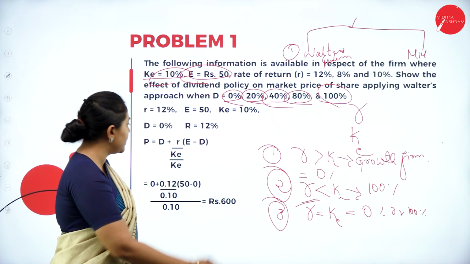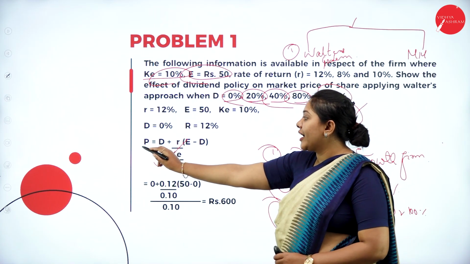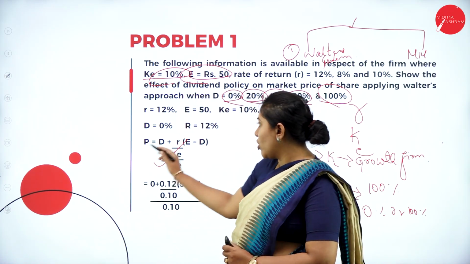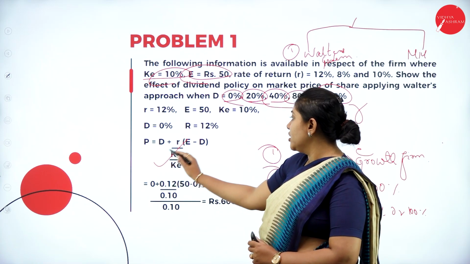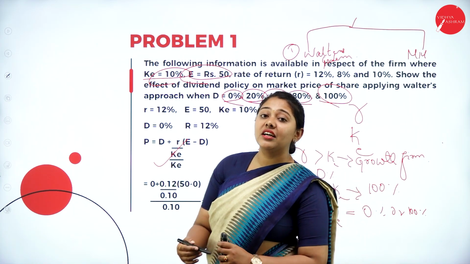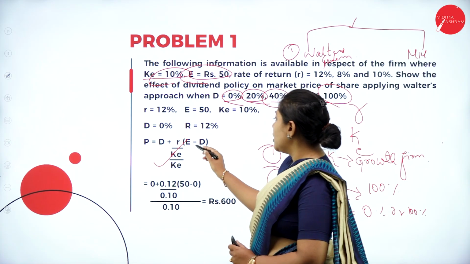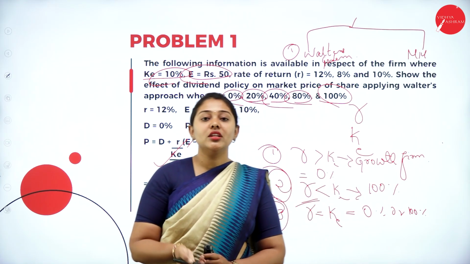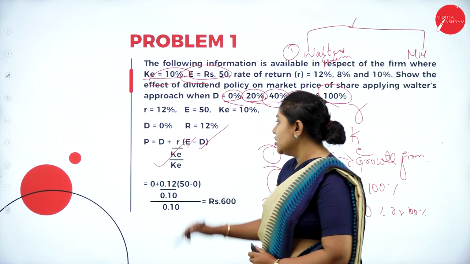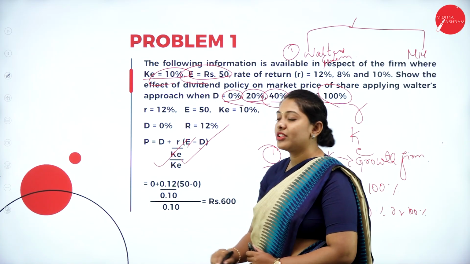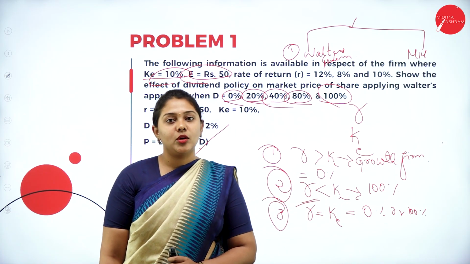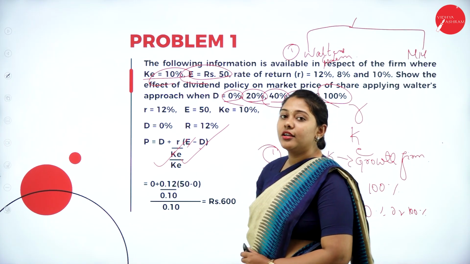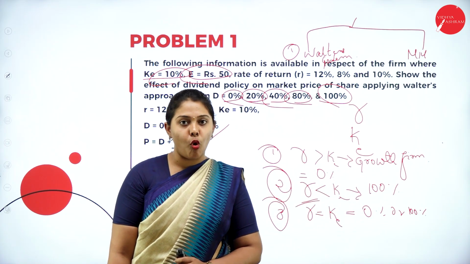So the formula of Walter's model: P stands for market price per share. D stands for dividend. R is the rate of return, the internal rate of return. E minus D is earnings minus dividend, also called the retention rate of a particular share. That is K subscript e, called the cost of equity or equity capitalization rate. So this is the formula to calculate Walter's model.